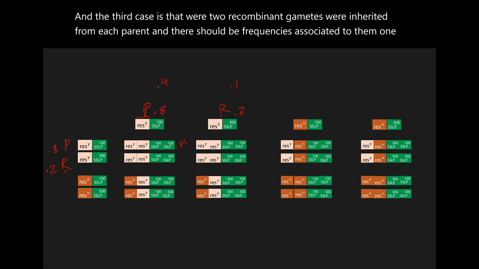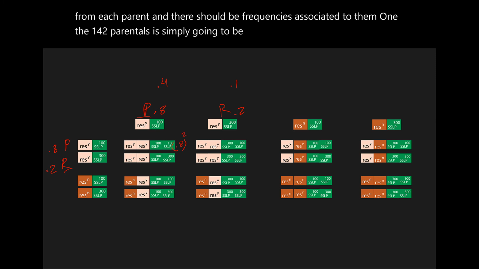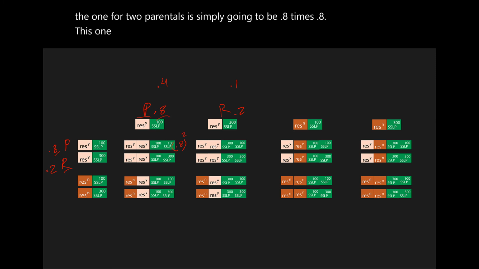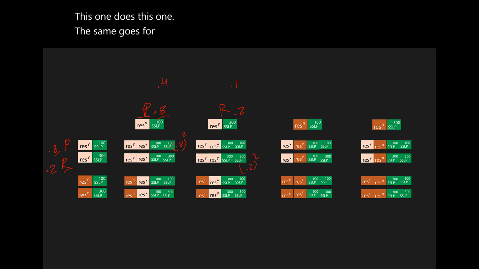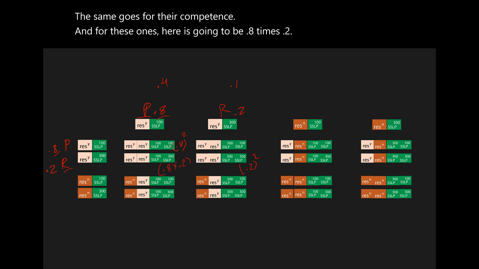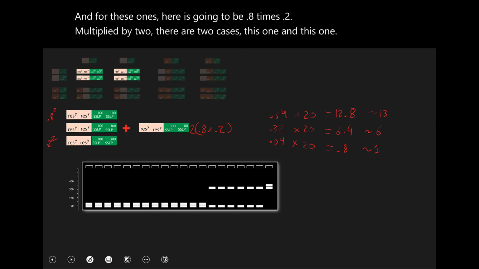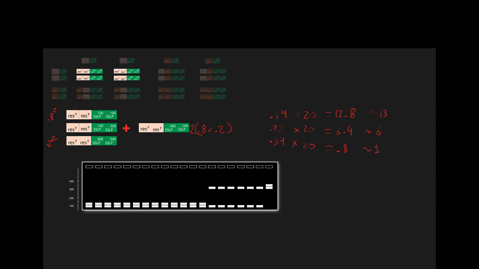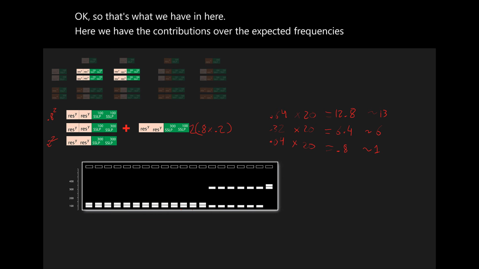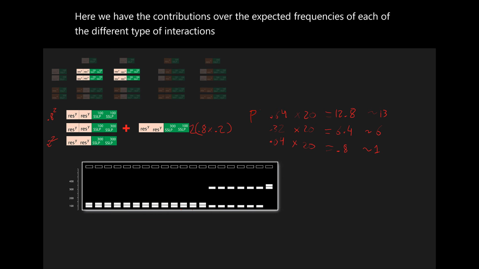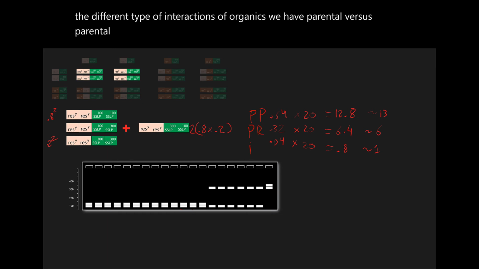The one for 2 parentals is simply going to be 0.8 times 0.8, this one times this one. The same goes for the recombinants. And for these ones here it is going to be 0.8 times 0.2 multiplied by 2. There are 2 cases, this one and this one. Okay, so that's what we have in here. Here we have the contributions, or the expected frequencies, of each of the different types of interactions of our gametes. We have parental versus parental, parental versus recombinant, and then recombinant.